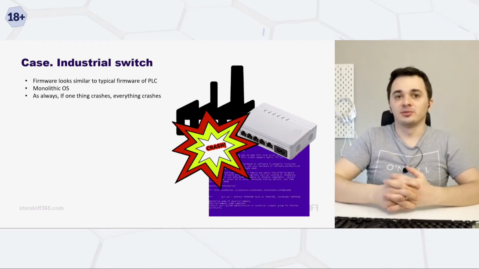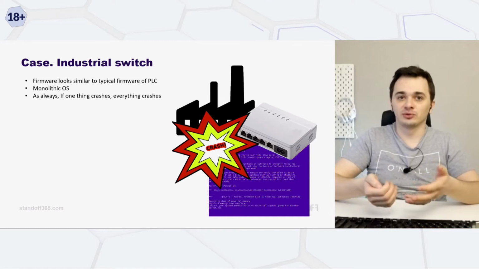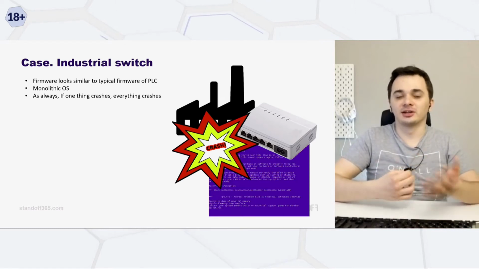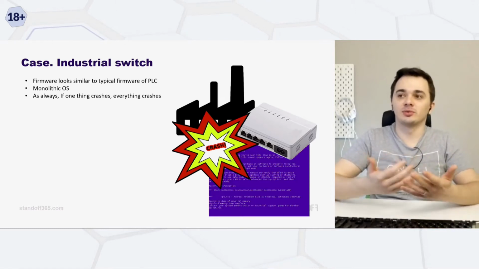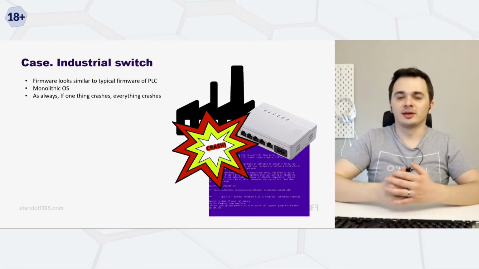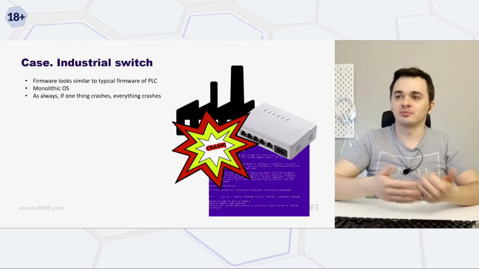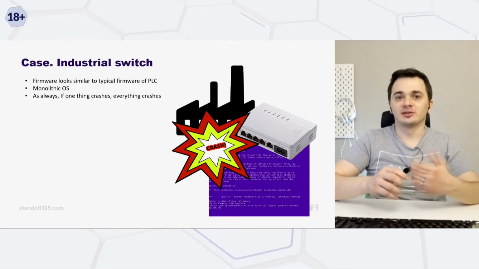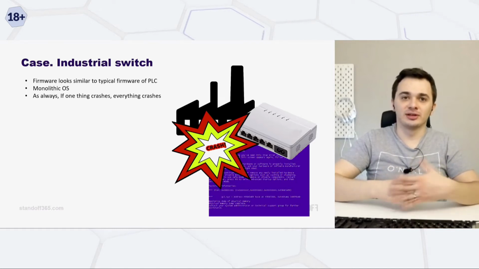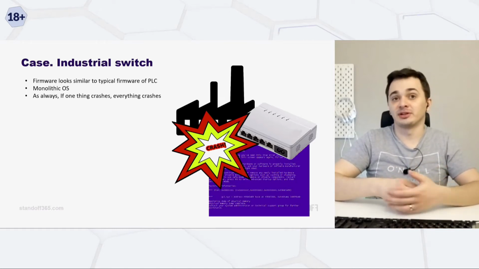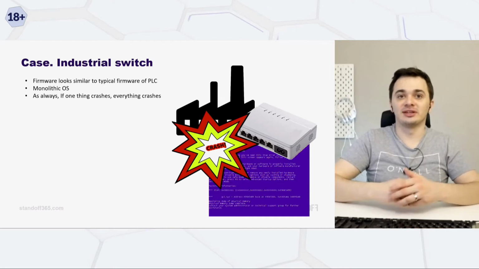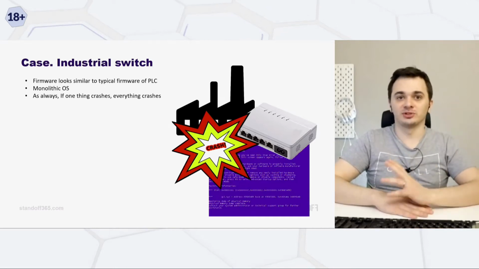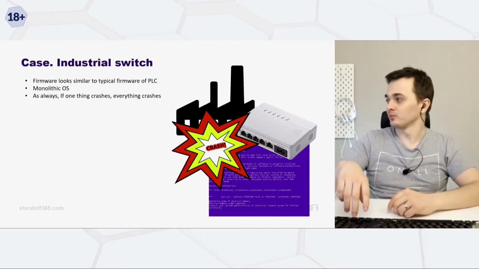Lots of network devices have a firmware very similar to the firmware of a PLC. They are running usually a monolithic operating system. In most cases, they don't really have file systems. All they use is tasks. So, if there is an error in one place, the whole PLC will usually crash.